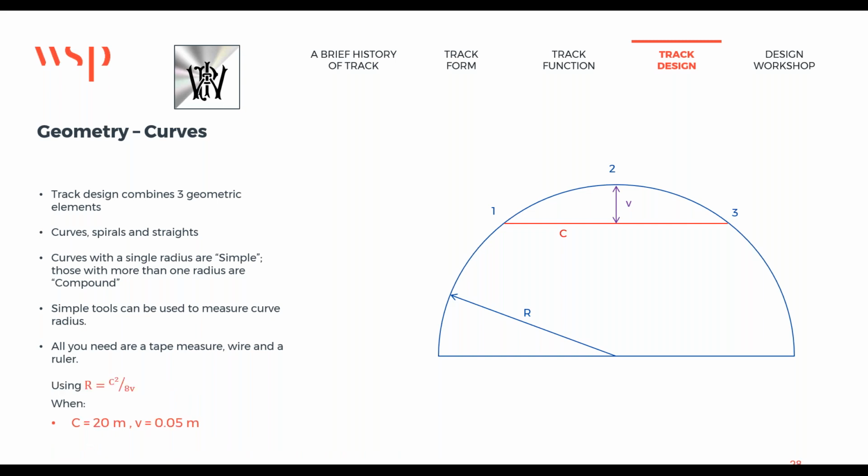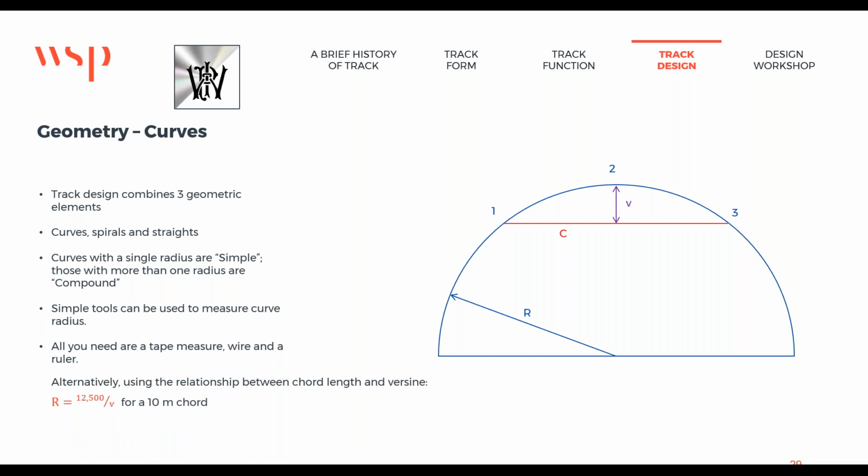Okay, so when using C equals 20, V equals 0.05 meters, here it is again. You square the 20, you get 400. 8 times the 0.05 is 0.40. And even I can do that in my head and figure out that that's a 1,000-meter radius. Nothing too difficult so far.